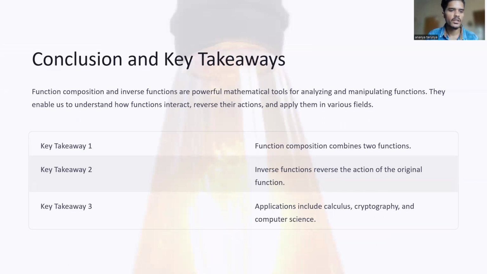The conclusion is that function composition and inverse functions are powerful mathematical tools for analyzing and manipulating functions. They enable us to understand how functions interact, invert functions, and apply them in various fields. Key takeaway one: function composition combines two functions. Key takeaway two: inverse functions reverse the action of the original function. Key takeaway three: the applications include calculus, cryptography, and computer science.